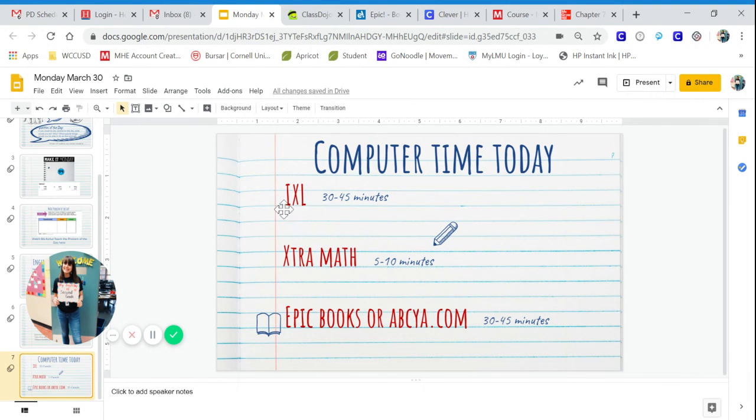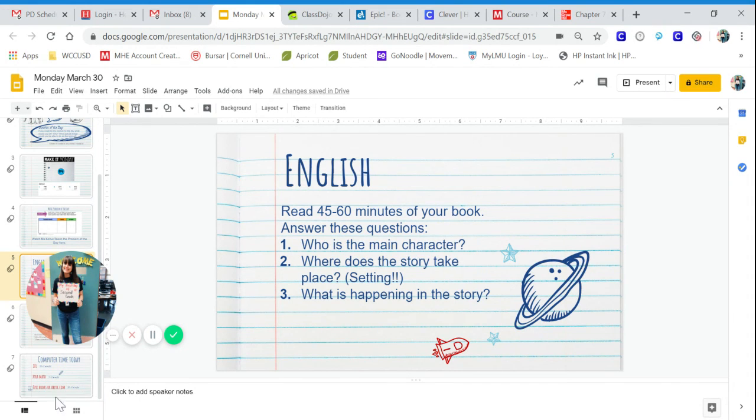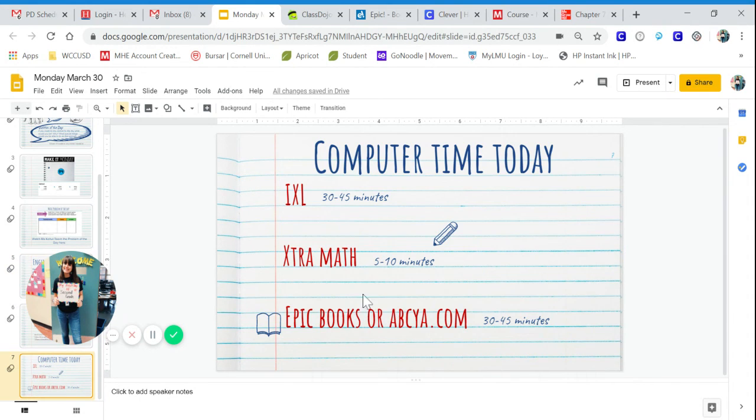So I said IXL, we should be doing 30 to 45 minutes, extra math, 5 to 10, and then Epic Books or ABC. Yeah, this is just what I was saying before for English time. This is the same thing, okay? You could just be doing that, it can count as your reading time. This can also be extra. If you have enough time today and you want to do abcya.com for 30 to 45 minutes.